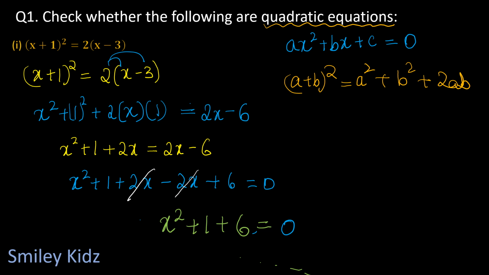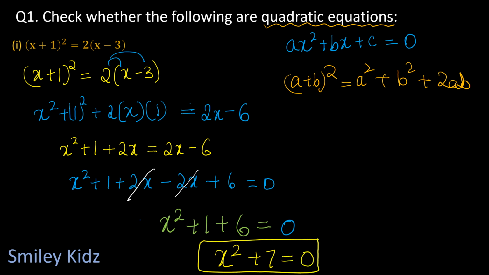Now, what is x squared plus 1 plus 6 further simplified as? Well, it is x squared plus 7, isn't it? x squared plus 7 is equal to 0. This is our equation. And now, we are asked to check whether the equation we have arrived at is quadratic or not. Well, we can obviously see that the highest power of this particular equation is 2. Hence, the given equation is a quadratic equation.